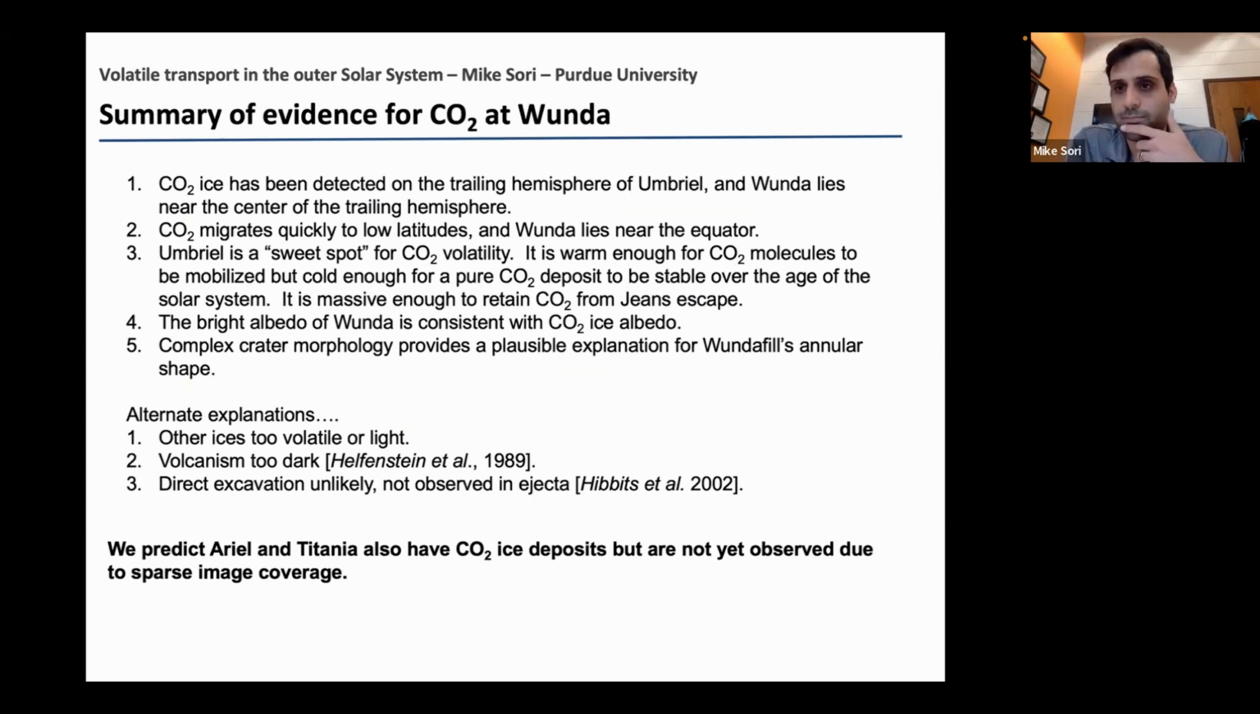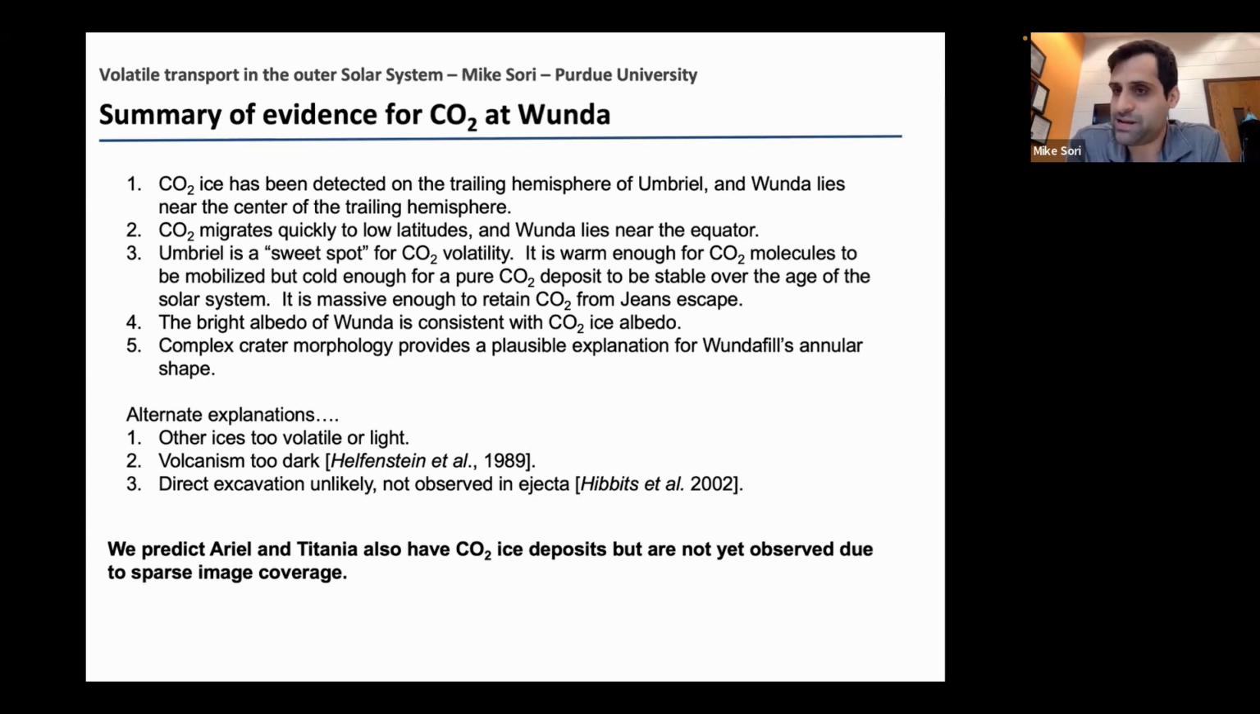I think the overall evidence for this is CO2 has been detected on the trailing hemisphere of Umbriel. This bright spot is right at the center of the trailing hemisphere. It's very low latitude, it's near the equator, so that checks out with where we expect interannual volatile stability. The calculations show that the Uranian system is in the right sweet spot for carbon dioxide volatility. It's warm enough for CO2 molecules to be bouncing around and migrating, but it's still cold enough for them to not just completely escape in a geological second.